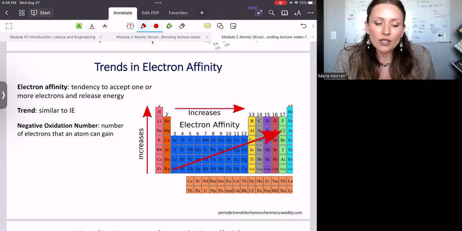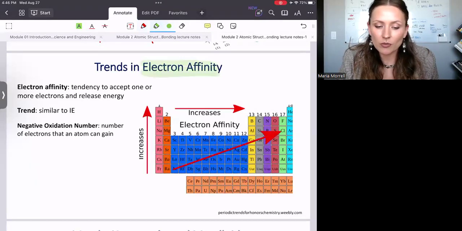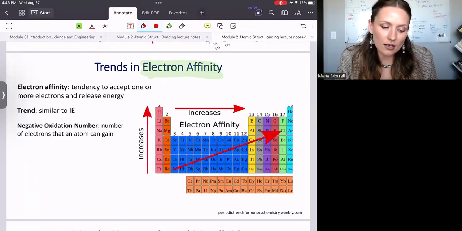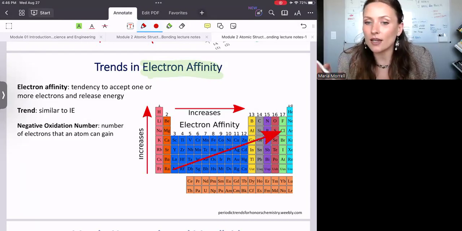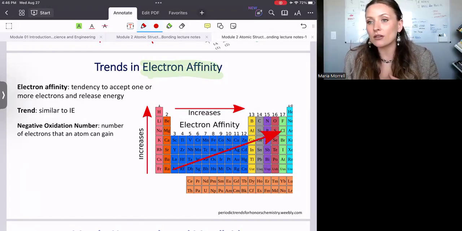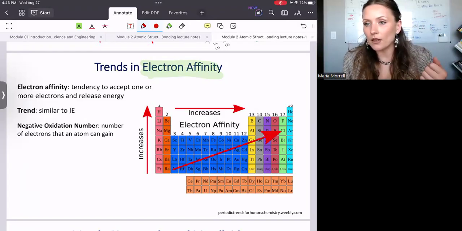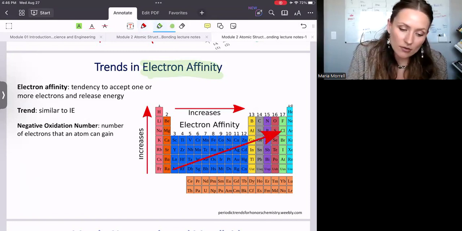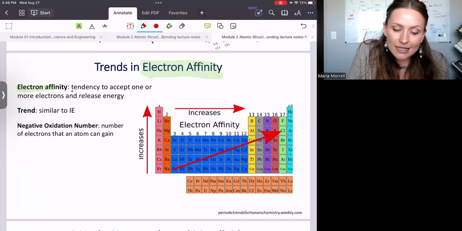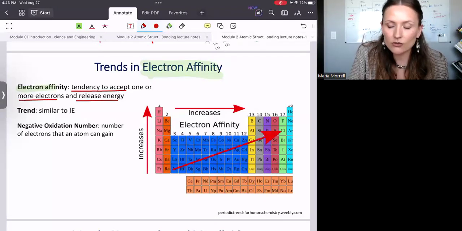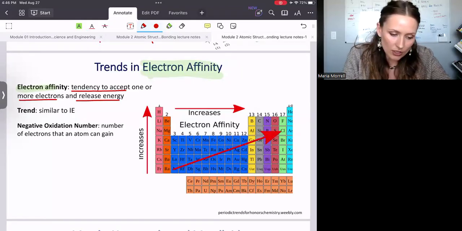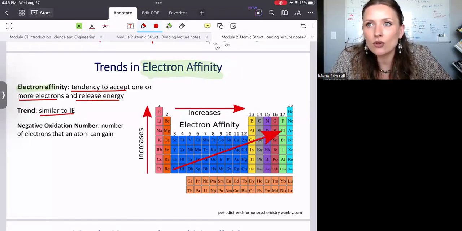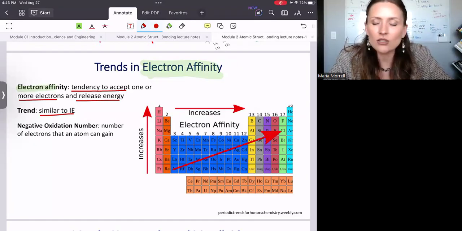A little bit more on the trends, I would also like you to be familiar with electron affinity, okay? And the tendency is the same. Right away, I will tell you that the electron affinity tendency is the same as the ionization energy, which you see on the sketch, and which is opposite to the size. Now, what is electron affinity? Electron affinity is the tendency to accept one or more electrons and release energy. And right away, the trend is similar to ionization energy, and I'll explain how to understand it. There's no need to memorize anything.